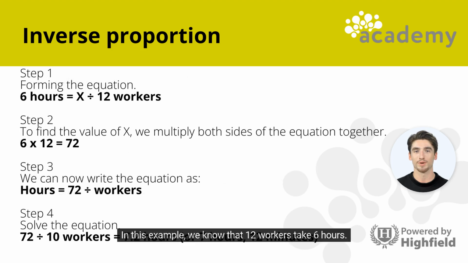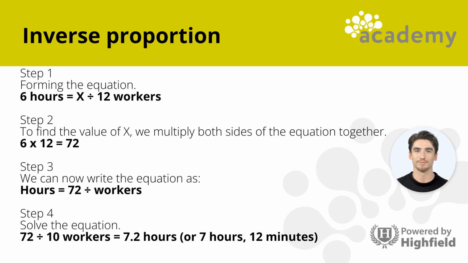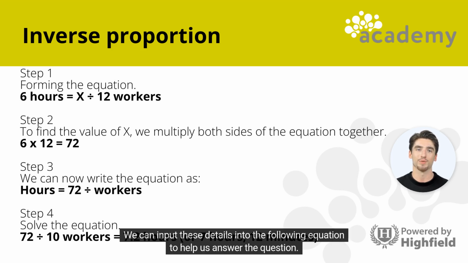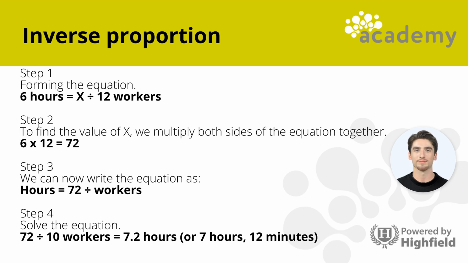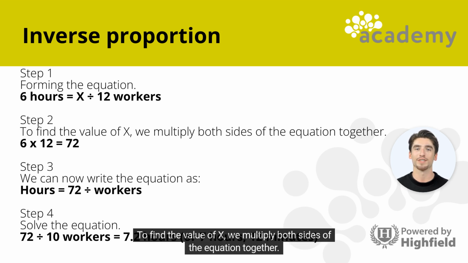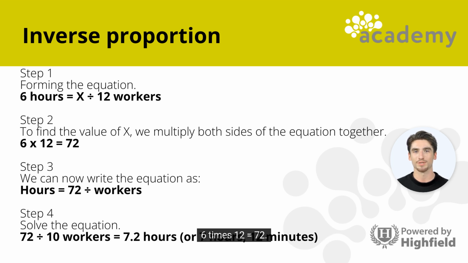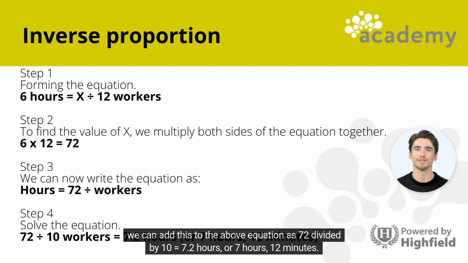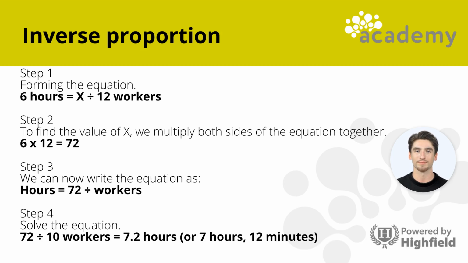In this example, we know that 12 workers take 6 hours. We can input these details into the following equation to help us answer the question. 6 hours equals x divided by 12 workers. To find the value of x, we multiply both sides of the equation together. 6 times 12 equals 72. We can now write the equation as hours equals 72 divided by workers. So as there are only 10 workers, we can add this to the above equation as 72 divided by 10 equals 7.2 hours, or 7 hours, 12 minutes.